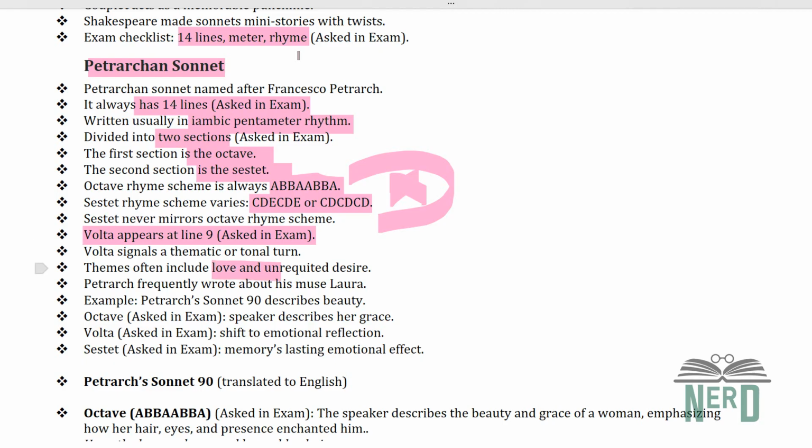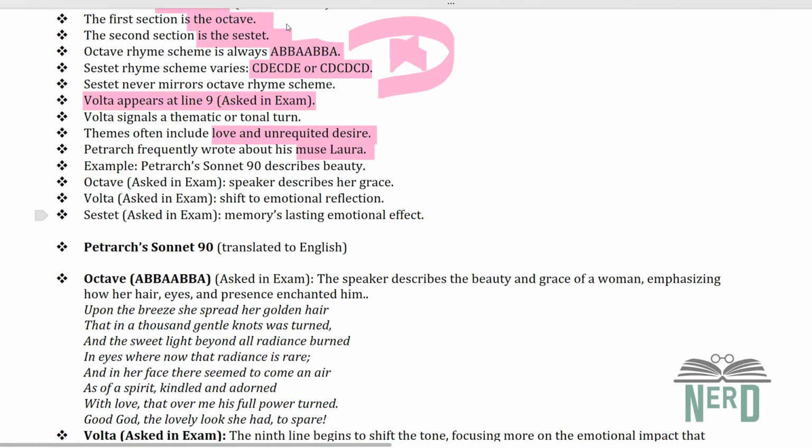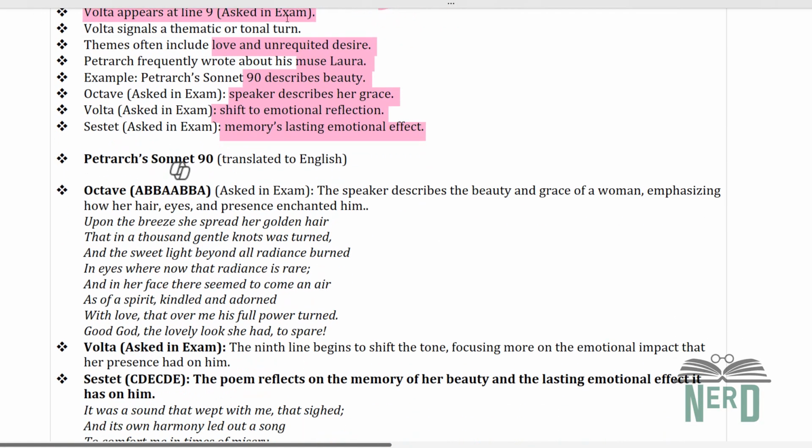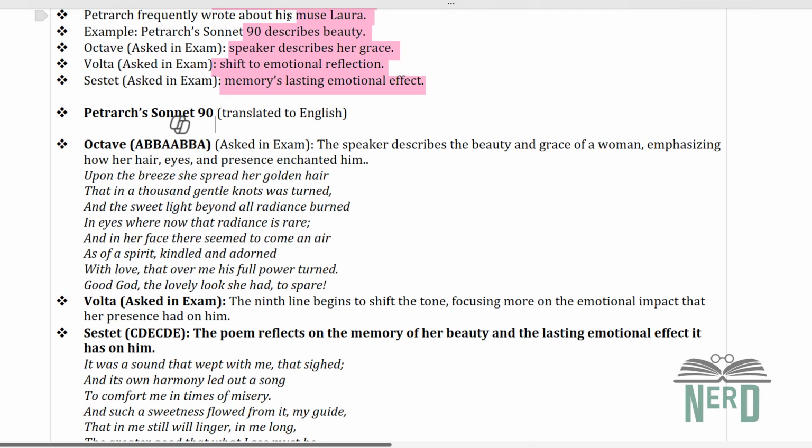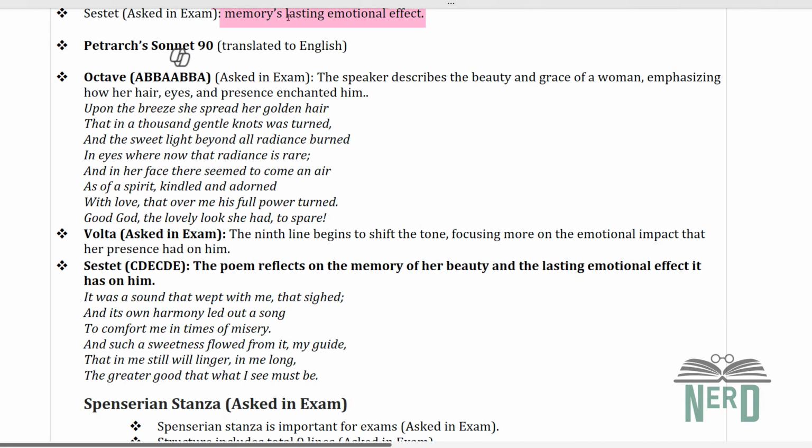Now, what themes do we usually find? Love, beauty, unrequited love, and the joys and sorrows of desire. Petrarch often wrote about his muse Laura, weaving pain and longing into elevated poetry. Let me give you a famous example, Petrarch's Sonnet 90. In the octave, he describes the woman's beauty, her golden hair, her radiant eyes. But then, at line 9, the volta shifts the focus, no longer just her beauty, but the lasting emotional effect it has on him. The sestet reflects on how her presence, even in memory, continues to move and haunt him.